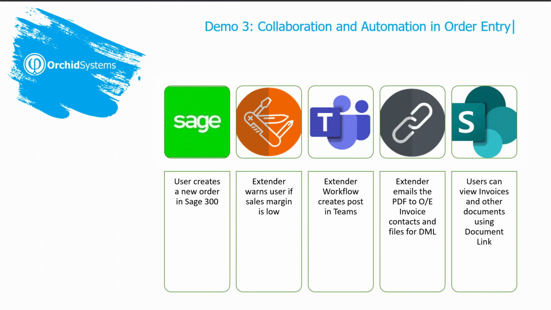Thanks, Anne. Our third scenario demonstrated how Sage 300 users can collaborate using Microsoft Teams platform. They can automate printing processes and make documents available in Sage 300. Documents can be saved in a network folder, in a shared drive, or in SharePoint.